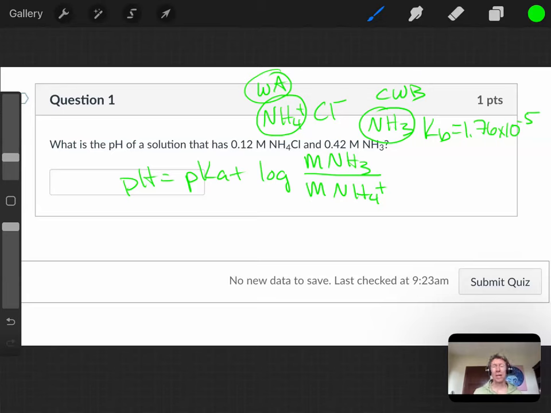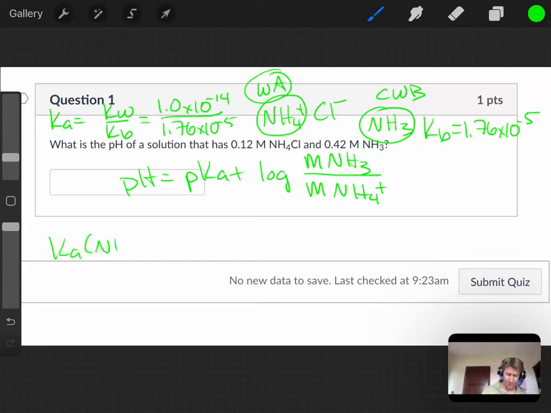And to find a Ka value for its conjugate acid, the formula is going to be Ka for that acid equals Kw over Kb. So 1.0 times 10 to the minus 14 over 1.76 times 10 to the minus 5th. And our Ka value, got my calculator right here, 1 × 10^-14 divided by 1.76 × 10^-5, I get 5.68, or let's say 5.7. So Ka for ammonium equals 5.7 times 10 to the minus 10.